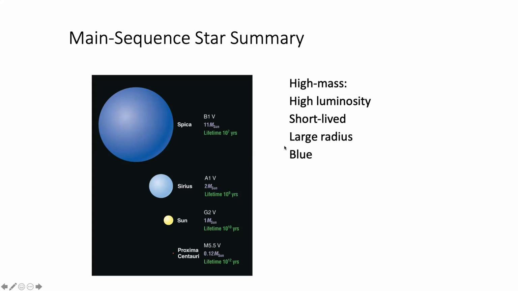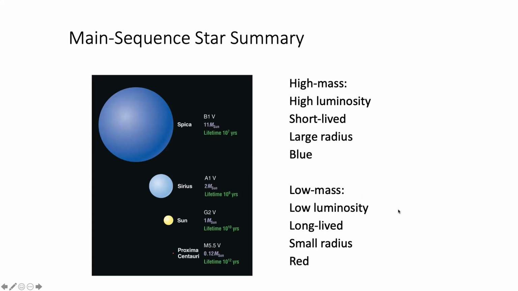Then we have stars that are low mass. And we could probably figure out what's going to go on this list just by looking at the list for high mass. Low mass stars would have a low luminosity. They would have longer lifespans, smaller radii, and they would be redder. So again, in summarizing what we just discussed here, just taking it back a little bit.